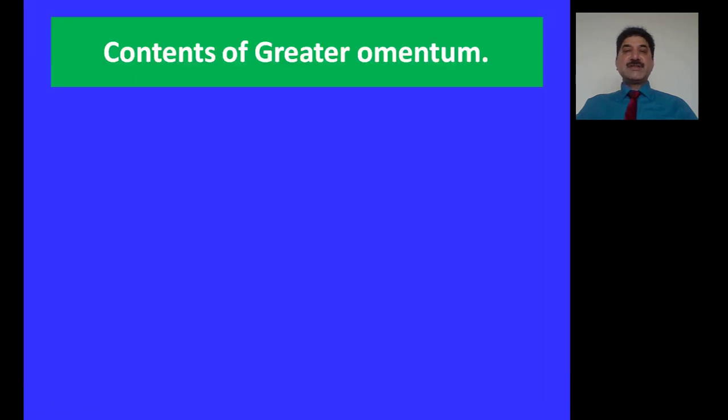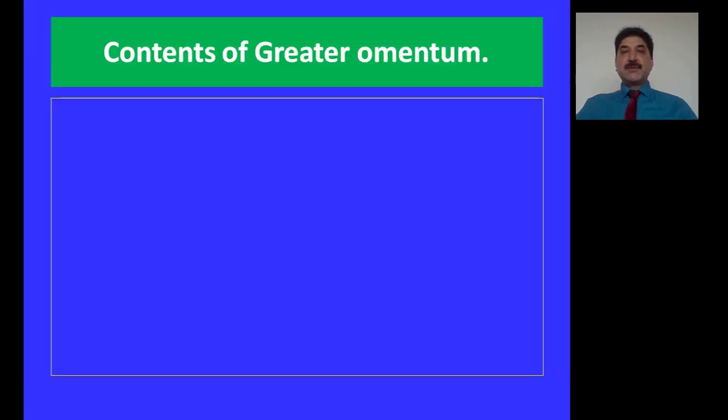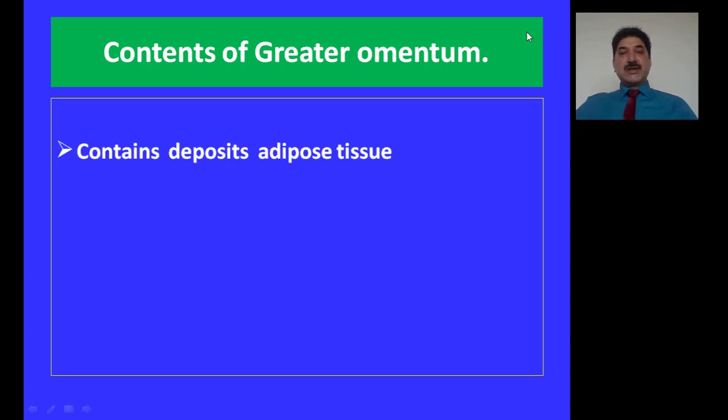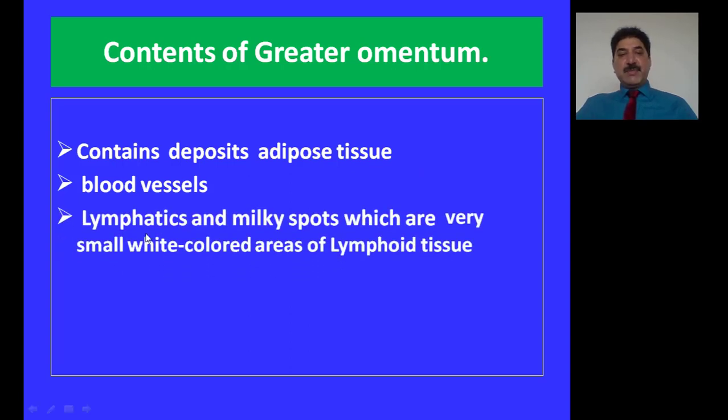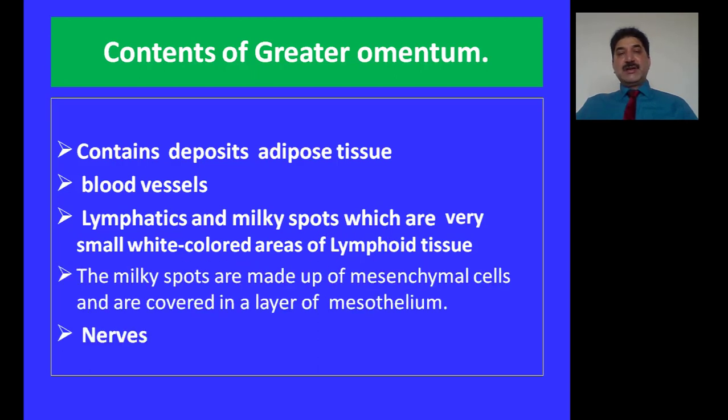Now what are the contents of the greater omentum? The greater omentum is basically a fold of peritoneum. So the contents are: it contains deposits of adipose tissue, blood vessels, which include both arteries and veins, lymphatics and milky spots, which are very small white colored areas of lymphoid tissue, and nerves.